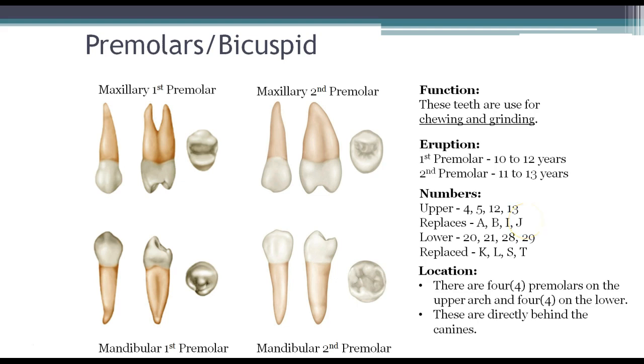We have altogether 8 premolars. We have 4 on the upper arch, 2 on each side, and then we have 4 on the lower arch, 2 on each side as well. And these are located behind the canines. Alright, so you've got your central incisors, your lateral incisors, your canines, and then you have your premolars.